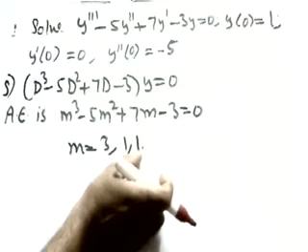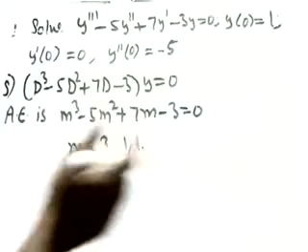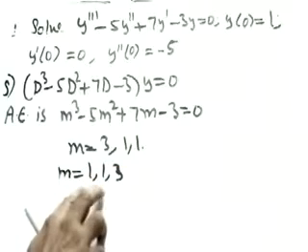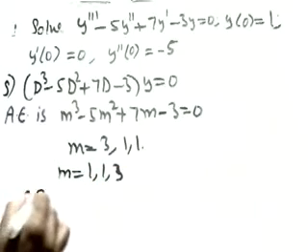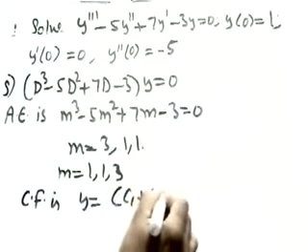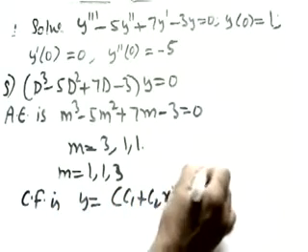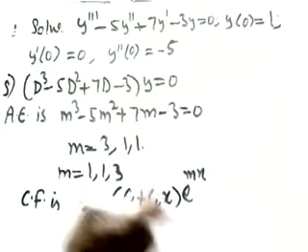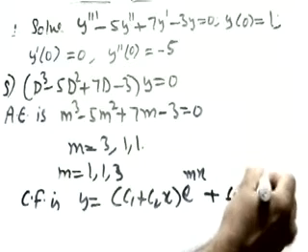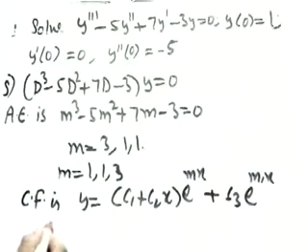So this is 3, 1. Then we must take one more value of m as 1. I'm writing this as m equals 1, 1, 3. These two are the same. Therefore the complementary function is y equals (c1 plus c2 x) e power mx for two equal values. One more value is there, for that let me continue, c3 e power m1 x.